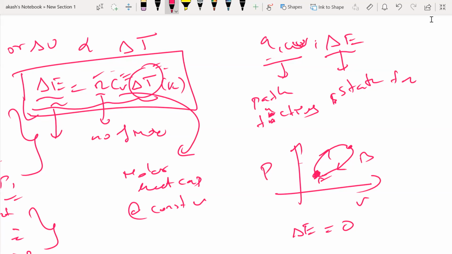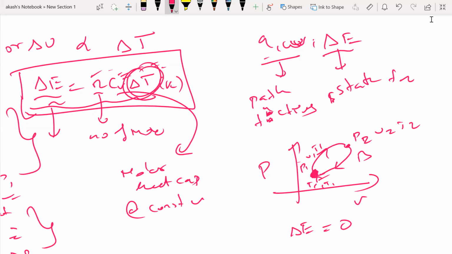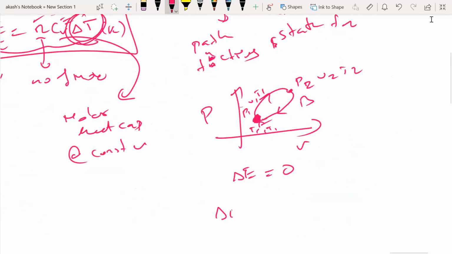So for example, you understand that here the pressure was P1, volume was V1, temperature was T1. Here the pressure is P2, V2 and T2. Okay, right. So now finally what is happening here? T1 is the initial temperature. T1 is the final temperature also. So if you put it in the equation, T1 minus T1 means what? 0. So delta E for a cyclic process, right? Delta E for a cyclic process should always be equal to 0.